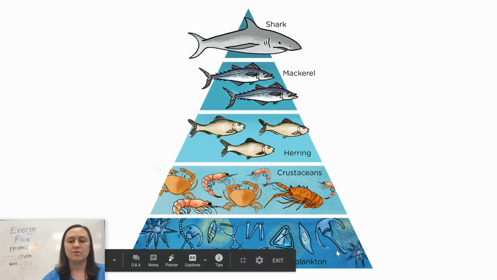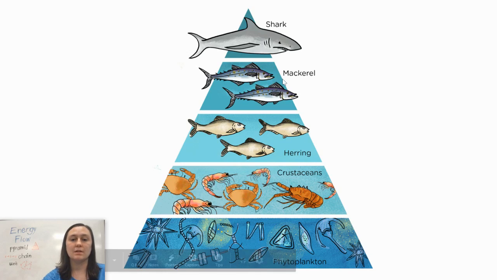So I can see that, okay, there's phytoplankton. There's a lot of them. They have a lot of energy. Crustaceans eat the phytoplankton. They get less energy. There's less of them. The herring eat the crustaceans. There's less of them than there are here. They get less energy. The mackerel eat the herring. There's less of mackerel than there are herring. And the shark will eat the mackerel. So there's less sharks than there are mackerel.